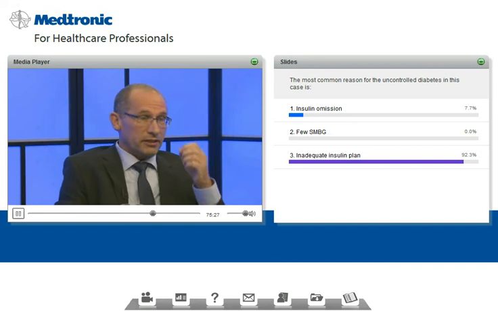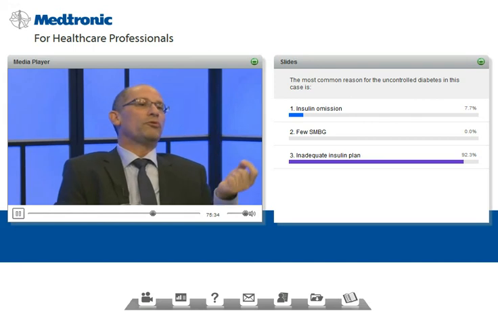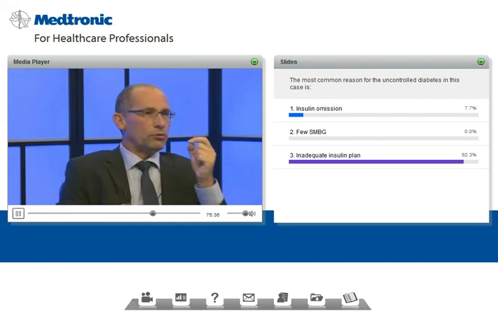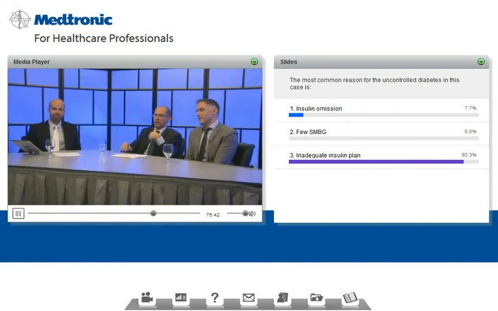So again, the same polling question. Now that we know more data, is it an insulin omission problem, too few blood glucose measurements, or inadequate insulin plan? Go ahead and try to answer now once you have the additional information.